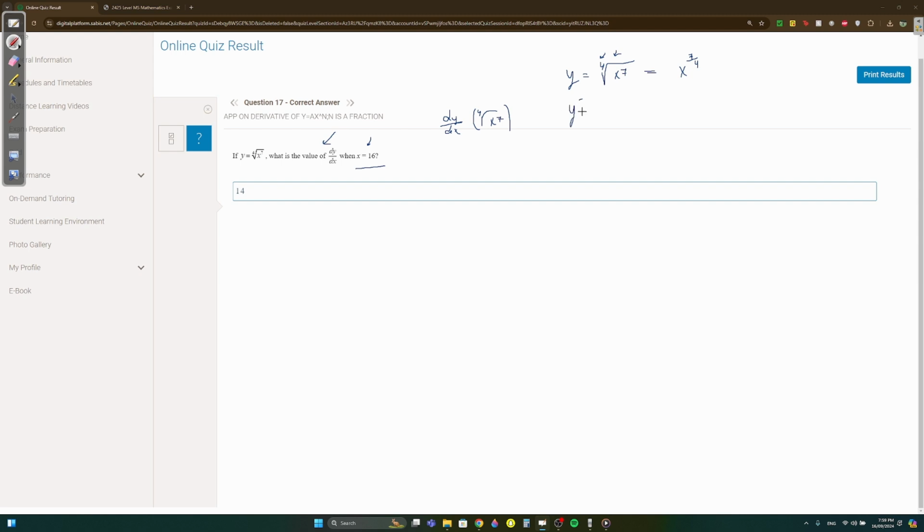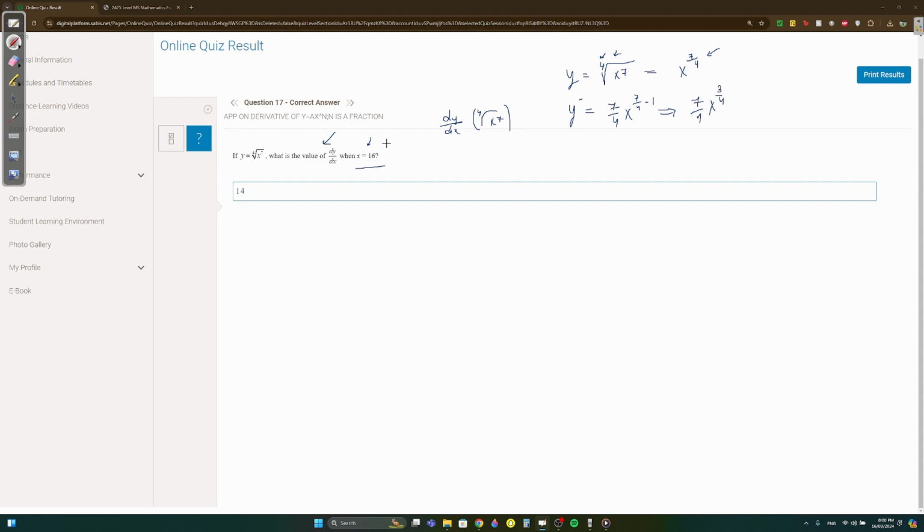Can we find y prime? Yes, we can. y prime is the derivative. dy over dx is the same as y prime. Now it satisfies the condition. It's ready to get derived. You write y prime, you start deriving. 7 over 4 x to the power of 7 over 4 minus 1. So you get 7 over 4 x to the power of 3 over 4.